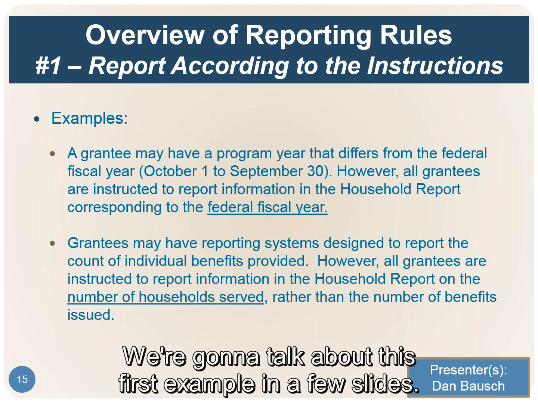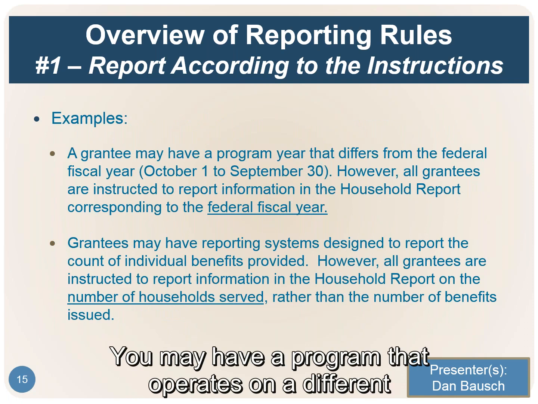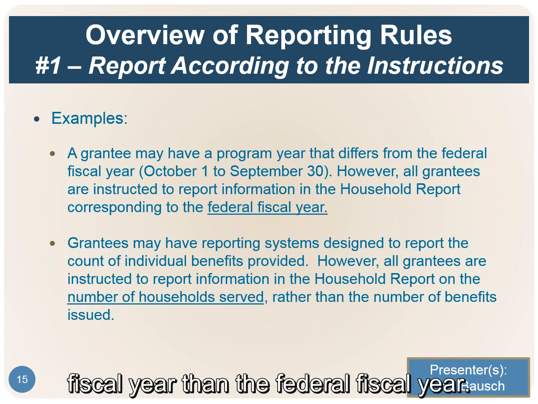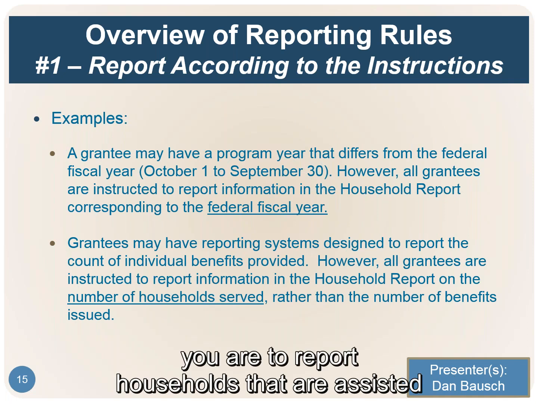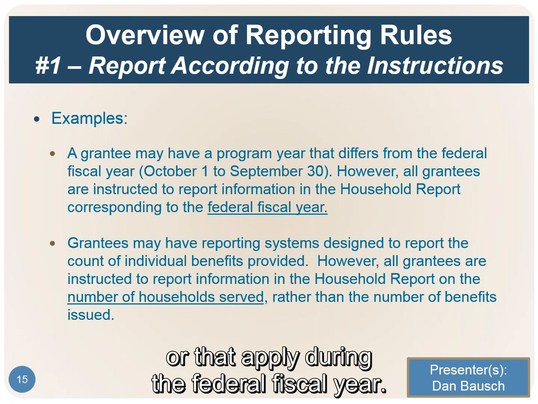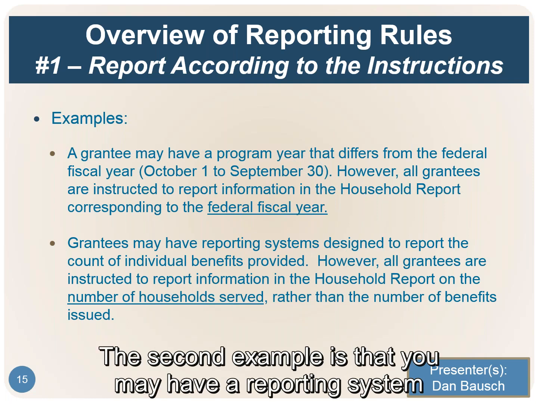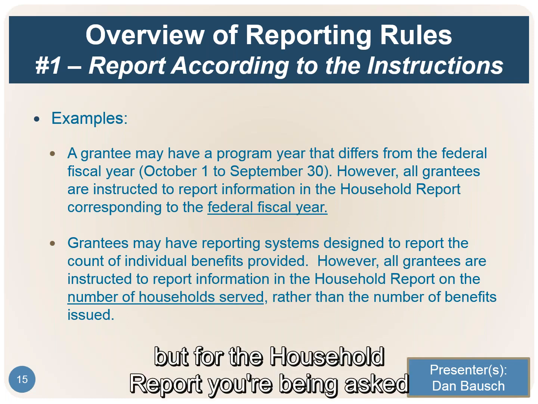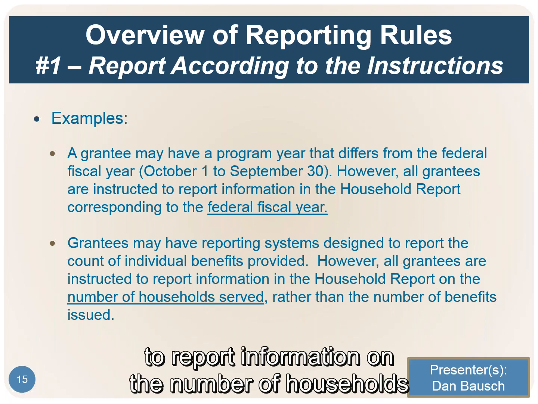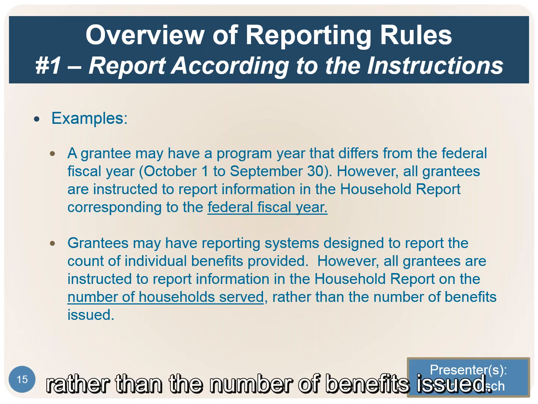Here's a good example. We're going to talk about this first example in a few slides. You may have a program that operates on a different fiscal year than the federal fiscal year. However, for the household report, you are to report households that are assisted or that apply during the federal fiscal year. The second example is that you may have a reporting system that is capturing information at the benefits level. But for the household report, you're being asked to report information on the number of households that receive assistance rather than the number of benefits issued.